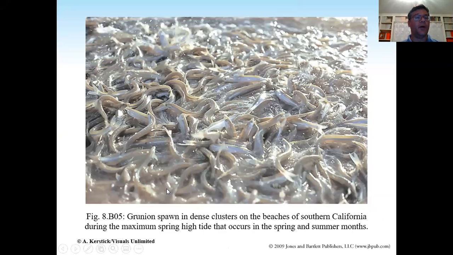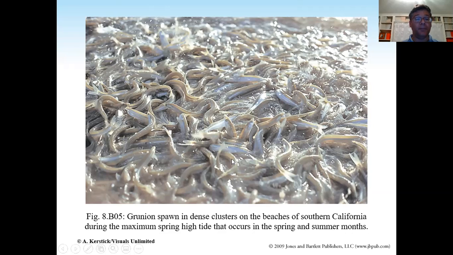Here's another example of an animal whose behavior is very much tied to the tides. These are grunion. This is a type of fish found along the coast of California and nearby areas. And they actually swim up as far as they can on the beach at the spring high tide, so the highest high tides. And so they are spawning and laying and fertilizing the eggs. And the eggs get buried in the sand right at the high tide line there.